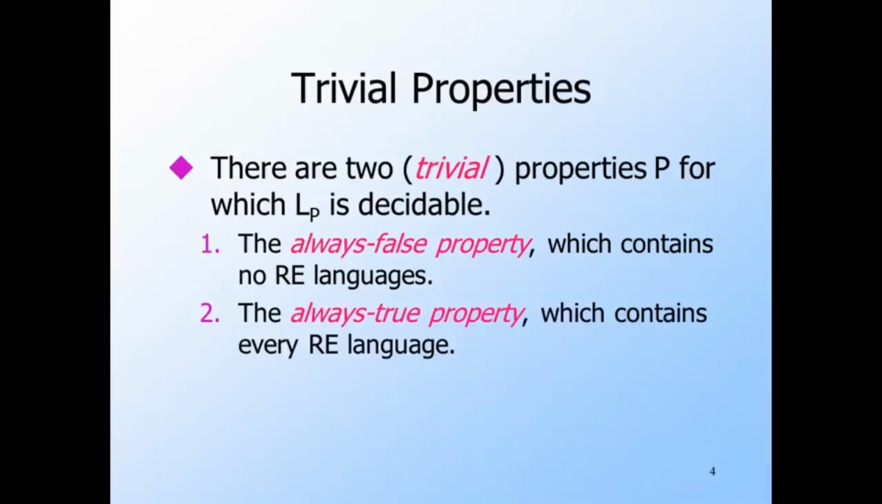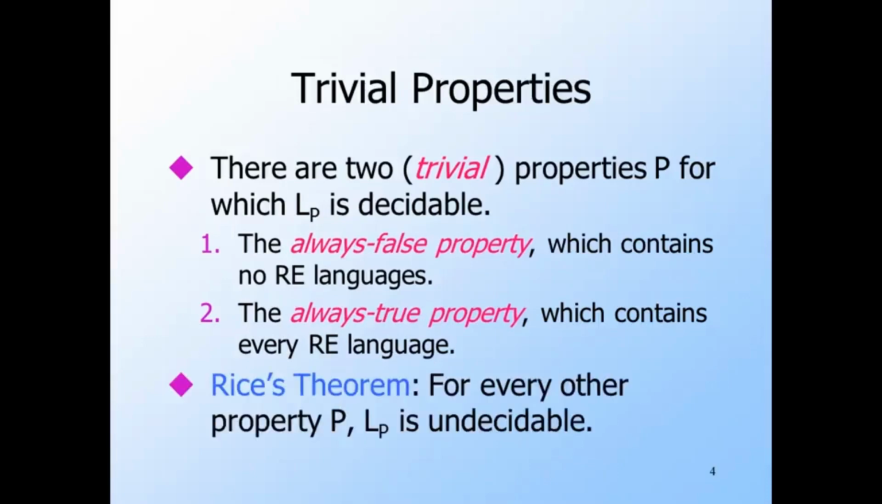The second trivial property is the always true property. We could express the property as is a recursively enumerable language. The algorithm for this property is to ignore the input and say yes. And Rice's theorem says, for every property P except the two trivial ones, L sub P is undecidable.